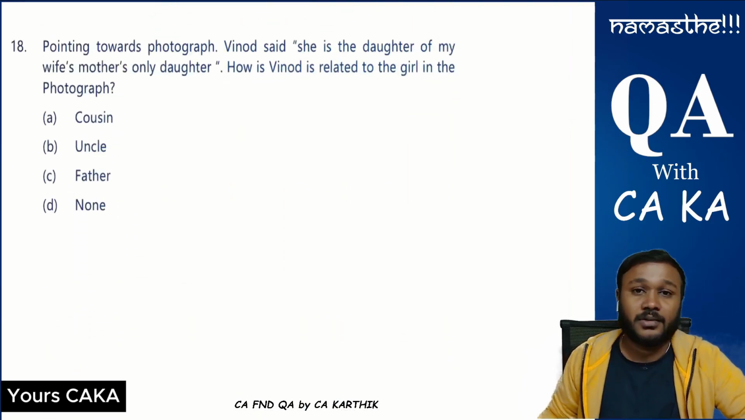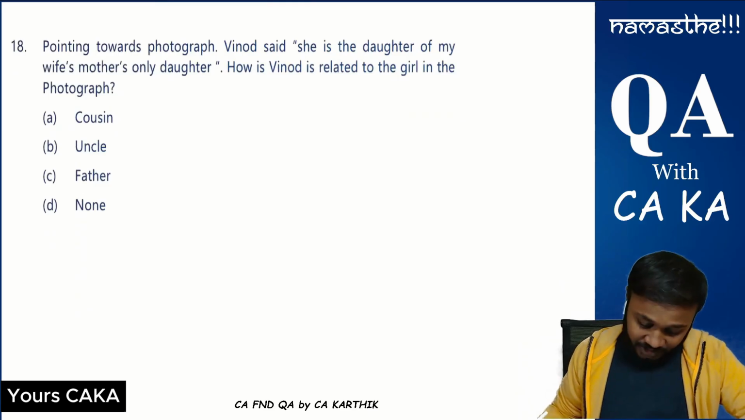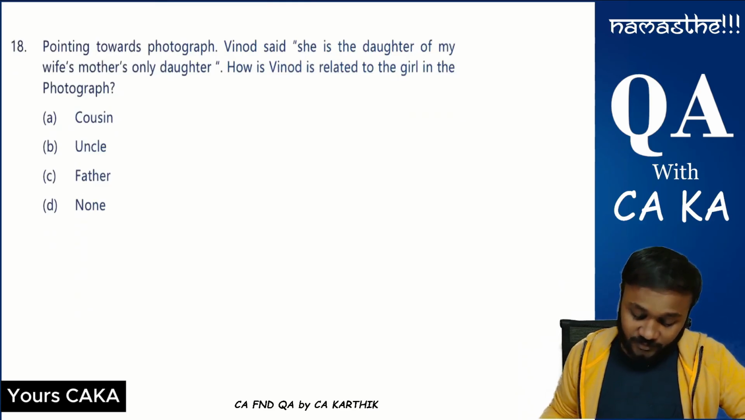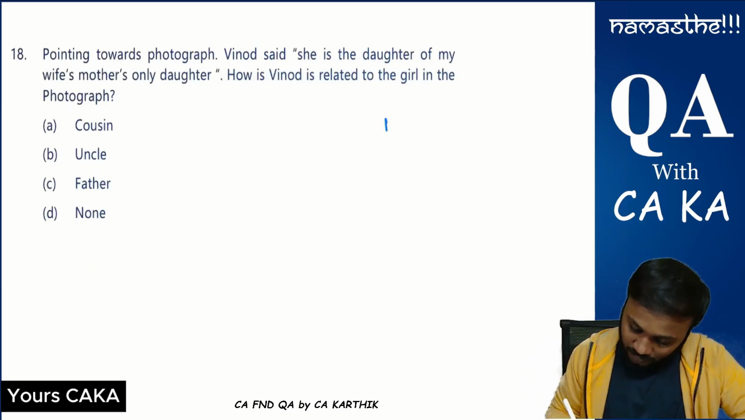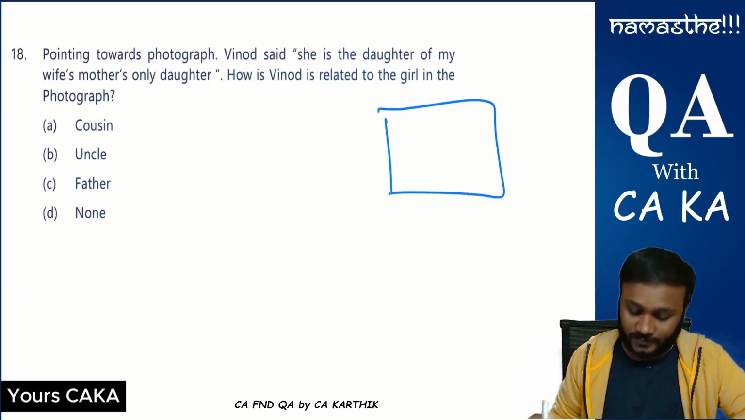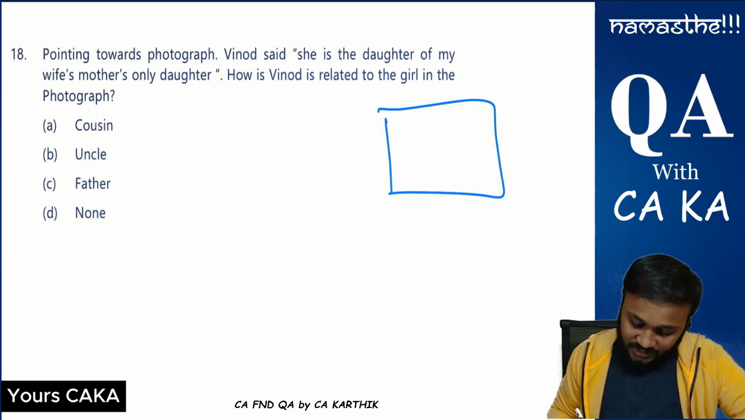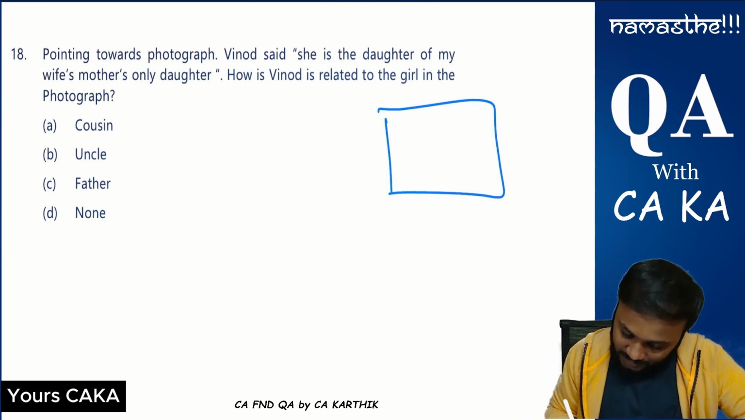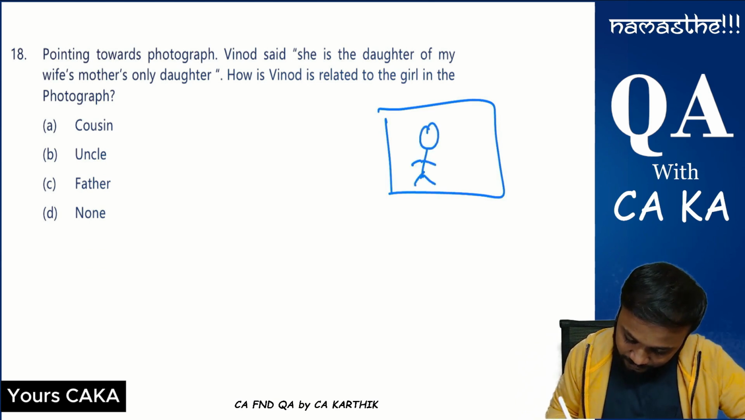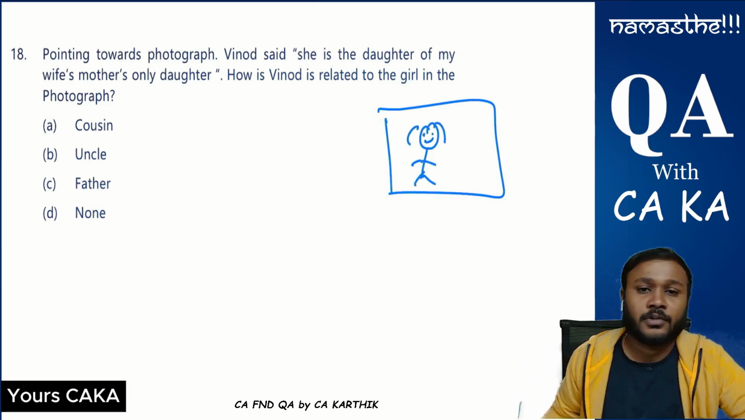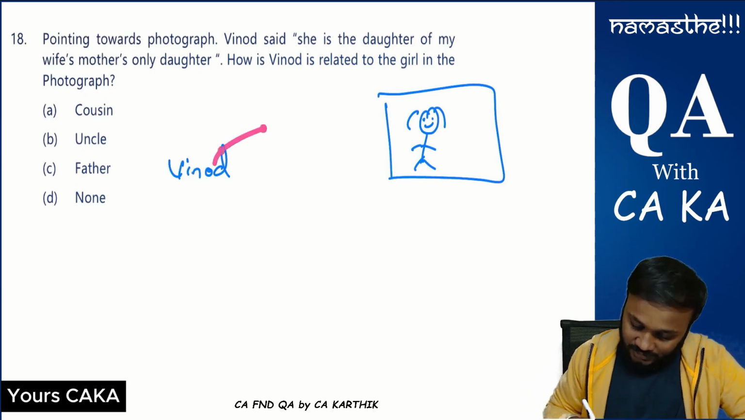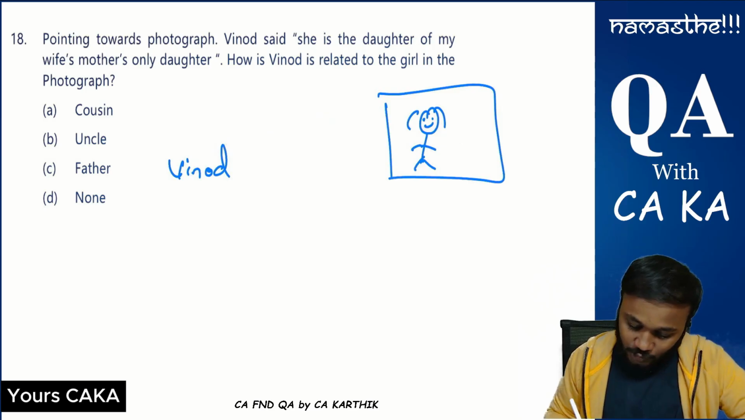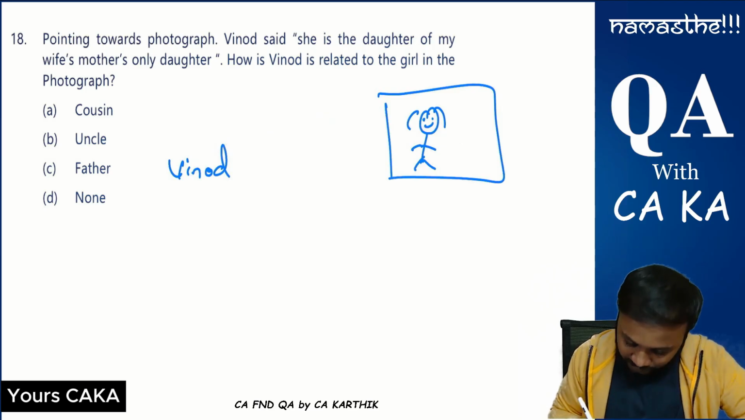Now 18th question. Sir, interesting questions are related to blood relation. Pointing towards a photograph, there's a photograph. Vinod said, she is the daughter of... Okay, there is a female person. Okay, there is a Vinod. He said that this girl is the daughter of my wife. So there is a wife.